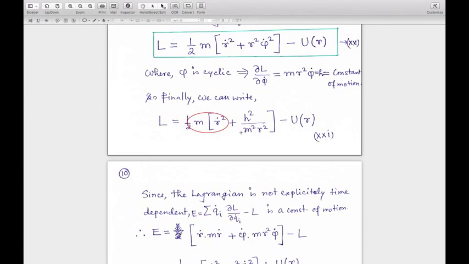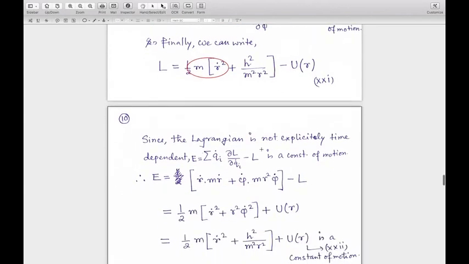Then the rest of that part will be the potential energy, and that will be effectively your U. So your U effective will be half m h square by m square r square, that means h square by 2m r square, with a minus sign, plus U. So your U effective will be U minus h square by 2m r square, right?